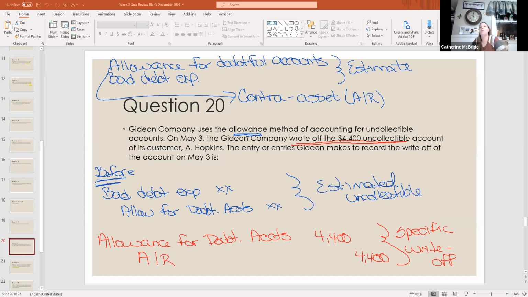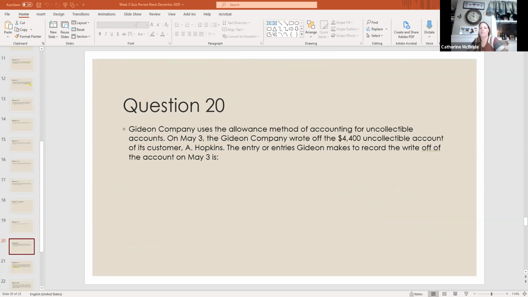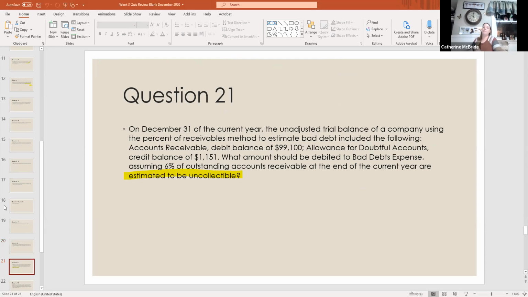All right, now we're going to look at the two ways of estimating it. There's percent of sales and there's percent of receivables. Basically, if you are looking at just sales, you're going to keep adding on to the allowance account. But if you are looking at the whole accounts receivable balance, then you're going to adjust the allowance account.